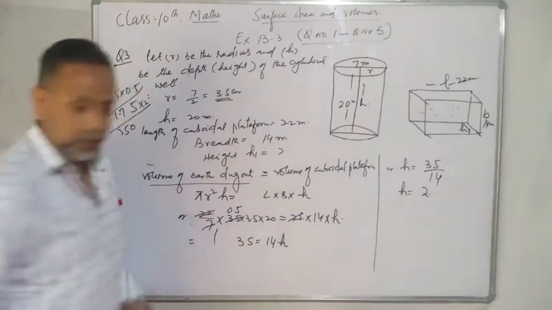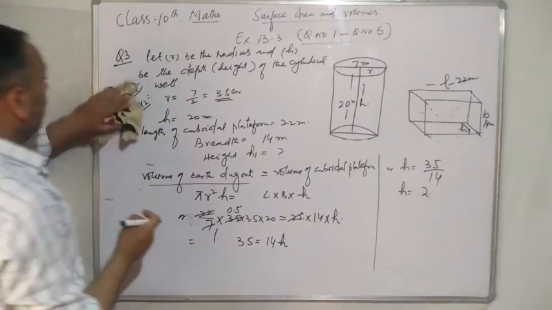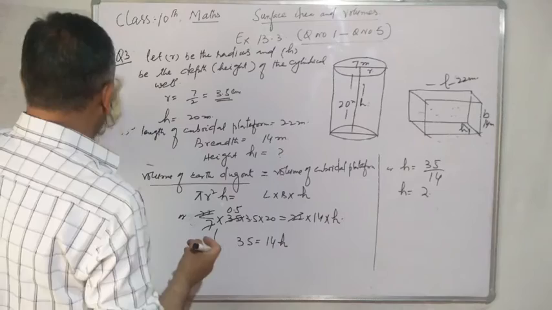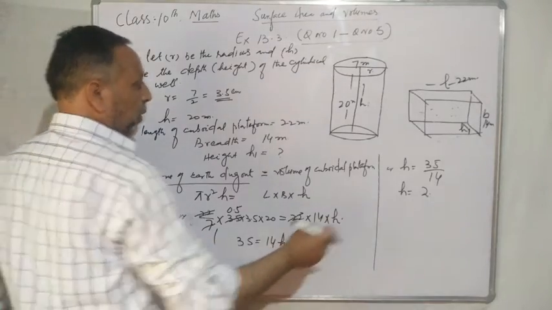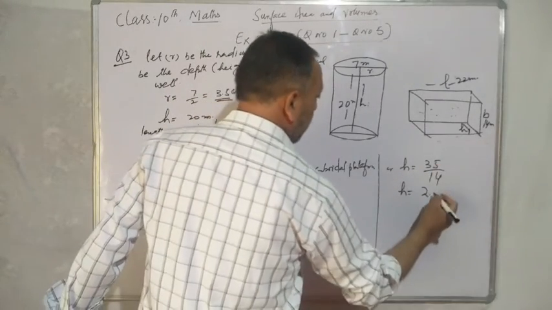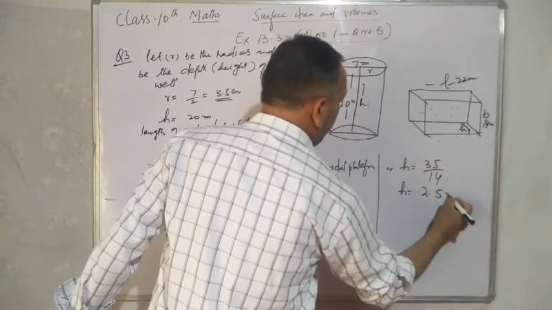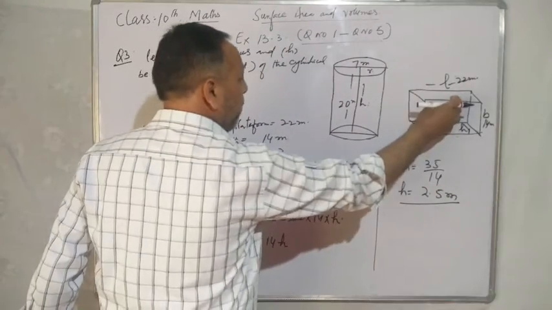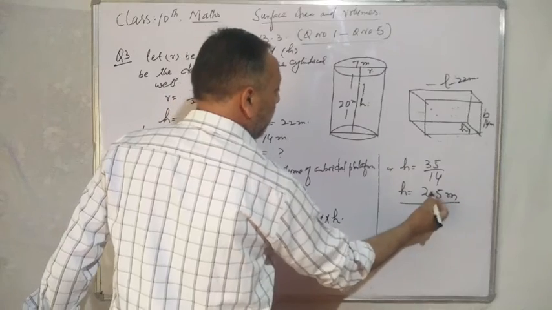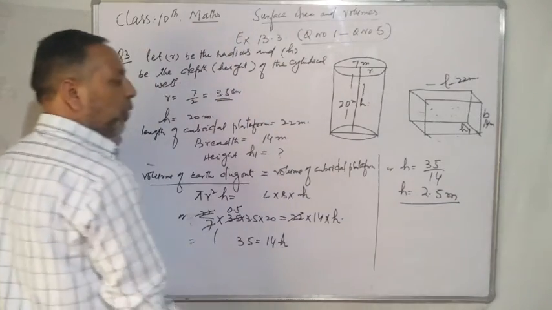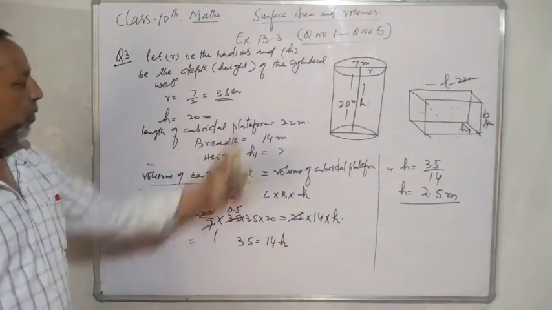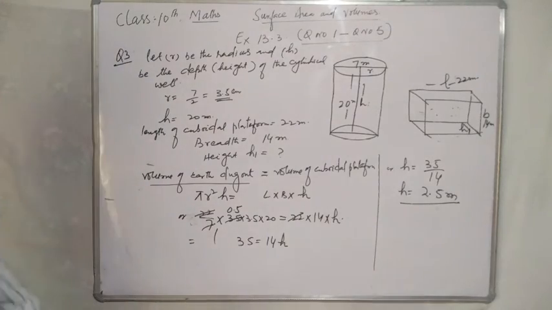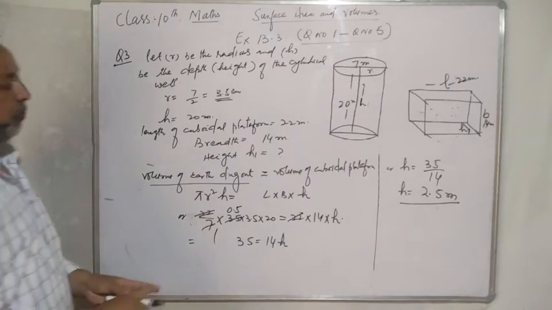H is equal to 14 2s are 28. वहां से बचा 7. 7 बचा बना गया 7. 14 5s. It is 2.5 meter. So the height of this platform will be raised to 2.5 meters. Pause the video and note it down. Let's move to question number 4.